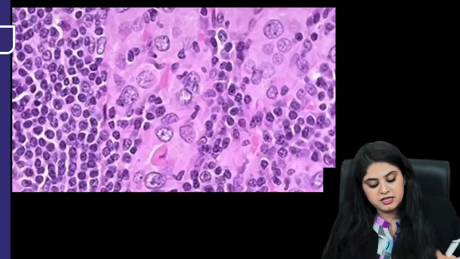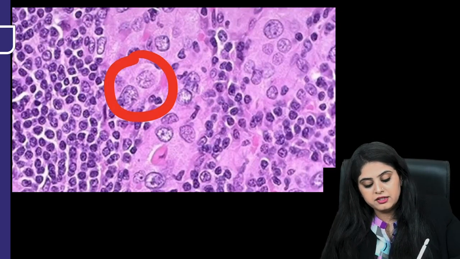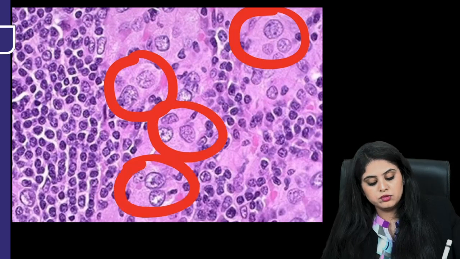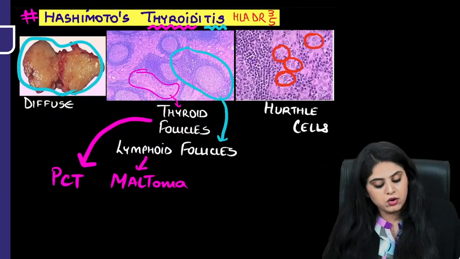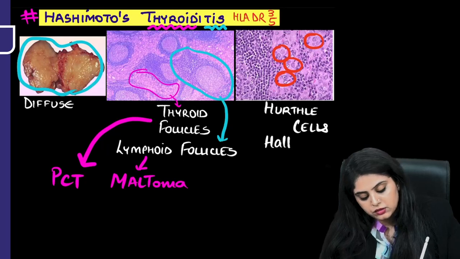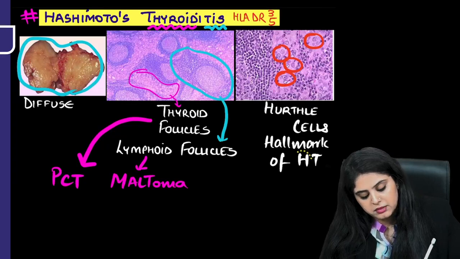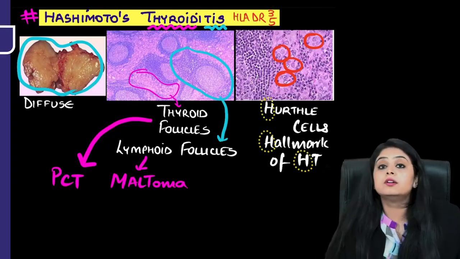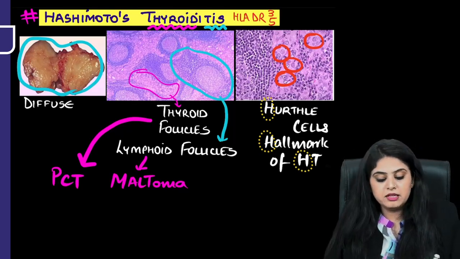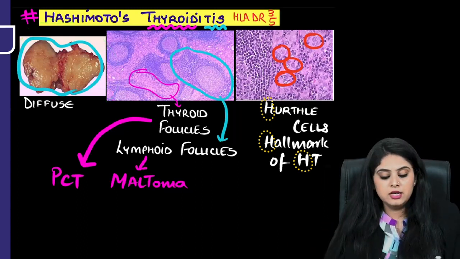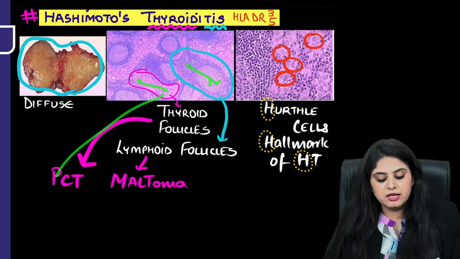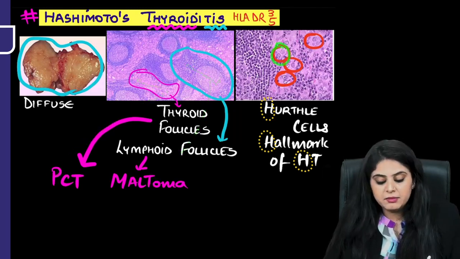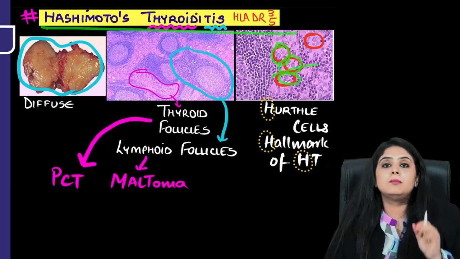Finally, what is this very, very big pink color cell that I'm suddenly seeing? H for Hashimoto's, H for hallmark, H for hurdle. What is the hallmark of Hashimoto's thyroiditis? So remember, the hallmark of Hashimoto's thyroiditis are these big cells called hurdle cells. Okay guys, so big thyroid overall with thyroid follicles and lymphoid follicles. So thyroid se PCT hoga, lymphoid se maltoma hoga, and big cells called hurdle cells are the hallmark of Hashimoto's.